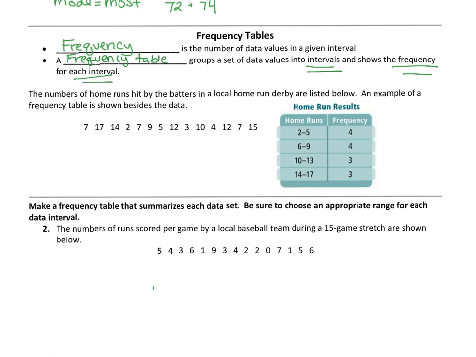So here's an example. Here's a list of data for the number of home runs hit by batters in a local home run derby. What they did was they chose the intervals 2 to 5, 6 to 9, 10 to 13, 14 to 17, and they showed the frequency, or the number of times the number of home runs occurred within that interval. So that's what a frequency table is. It chooses intervals, and then you show how many times something happens within that interval.